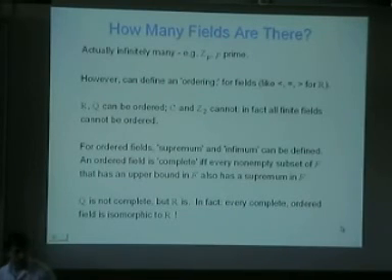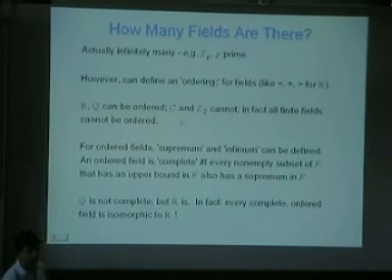So, how many fields are there? Well, of course, there are infinitely many fields. Modular arithmetic mod P, where P is prime, is a field. But you can define an ordering on some kinds of fields, just like less than or equal to on the reals. The real numbers and the rational numbers can be ordered, but the complex numbers and Z2 cannot. In fact, no finite field can be ordered.